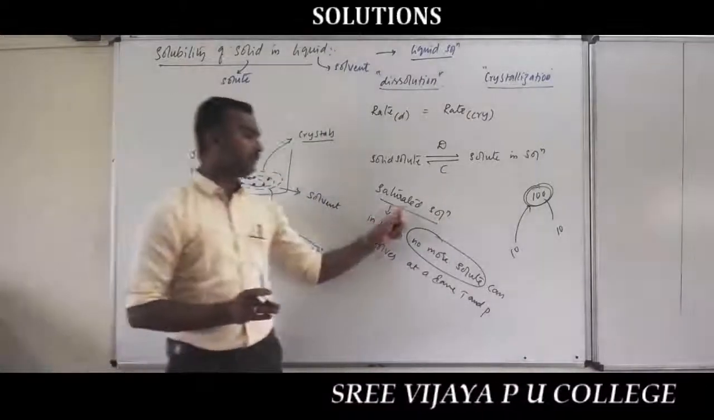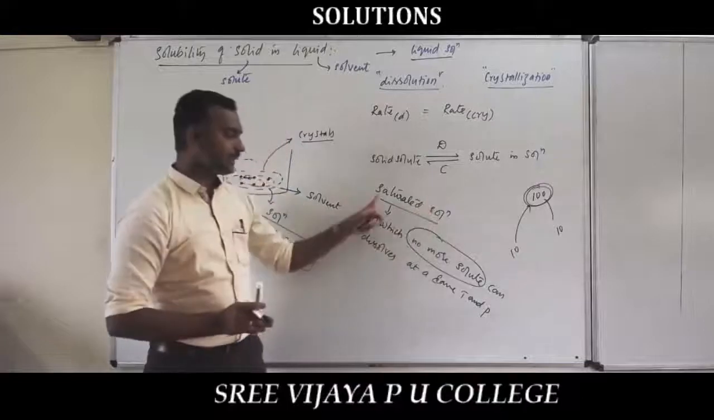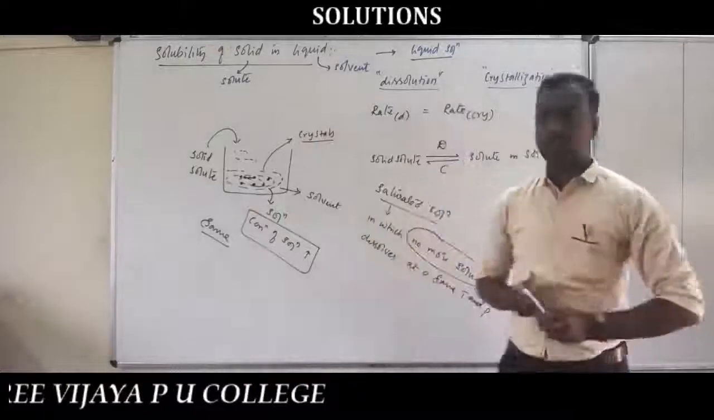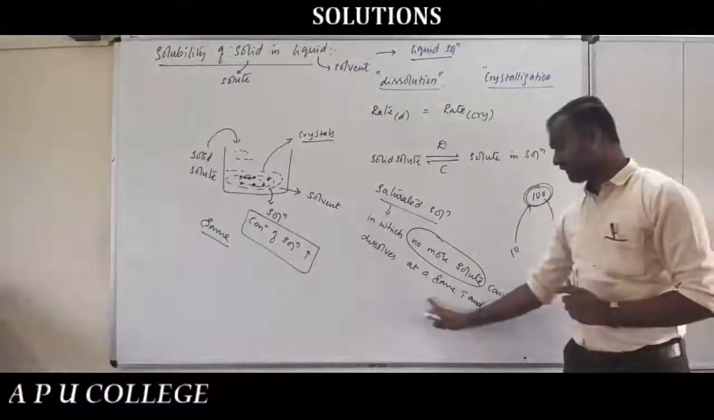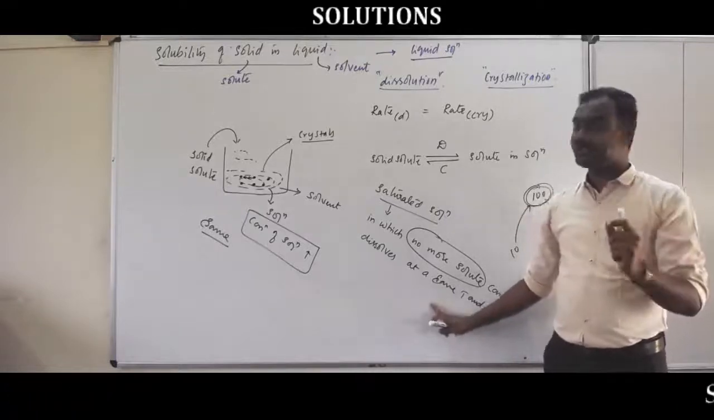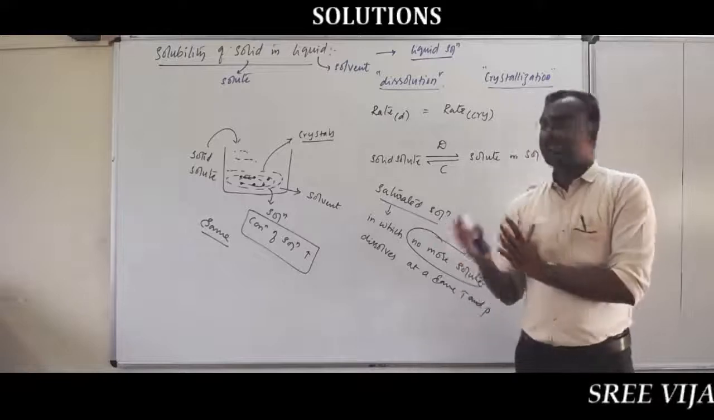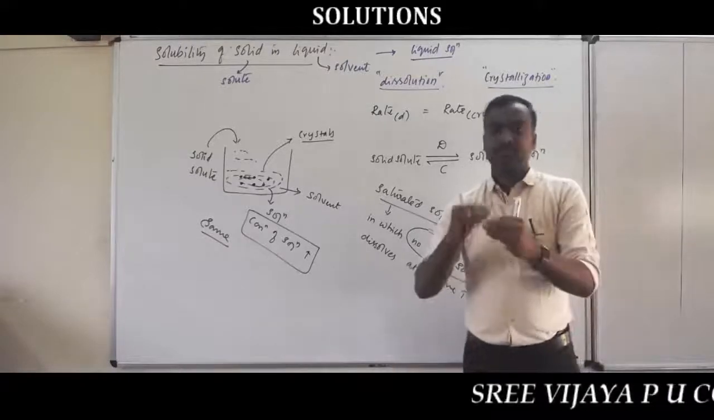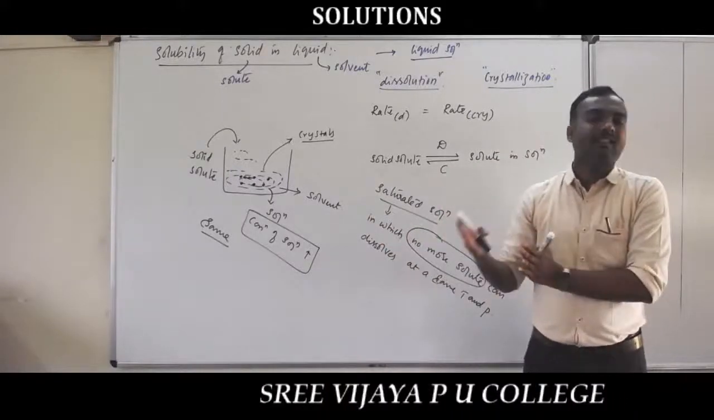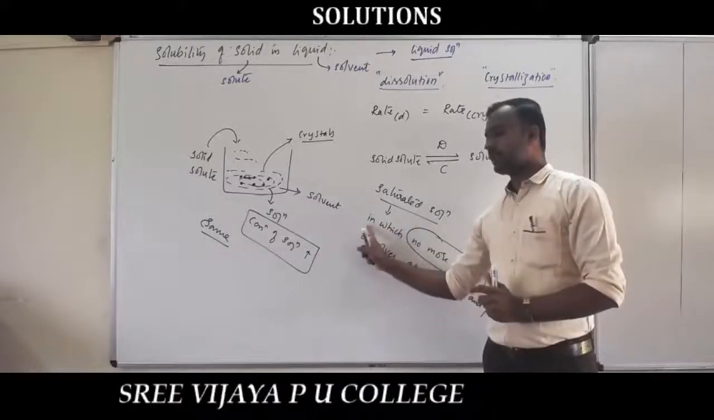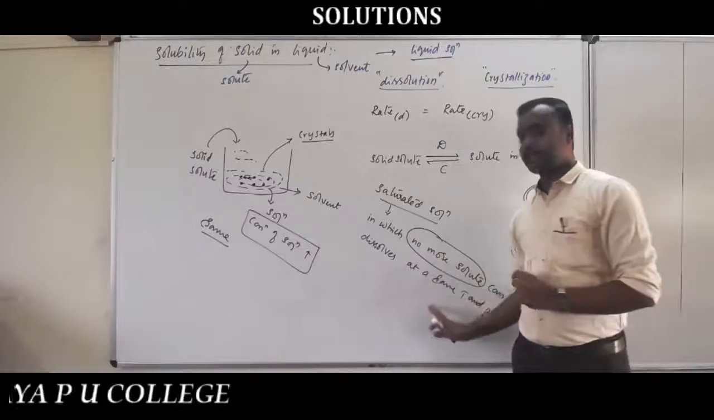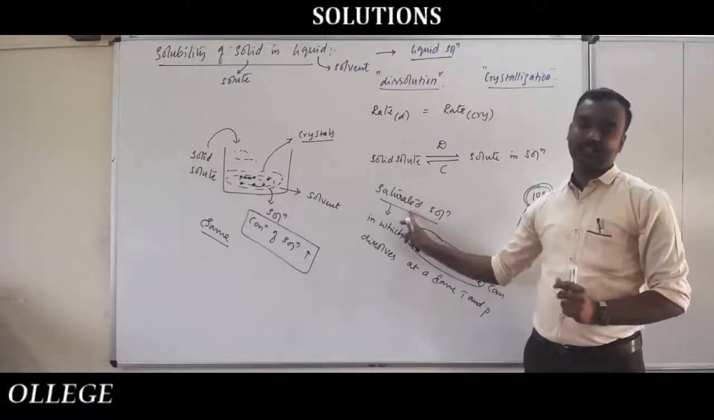Such solutions are called saturated solutions. I will repeat once again: a saturated solution is a solution in which no more solute can dissolve at the same temperature and pressure. Remember, this is very, very important, because temperature and pressure must be kept constant. If temperature or pressure changes, there is a chance that solubility changes. As I told you, even a saturated solution, when the temperature is raised a little, will dissolve some more solute, and then we cannot call it saturated. So to define a saturated solution: a solution in which no more solute can dissolve at the same temperature and pressure. That is called a saturated solution.